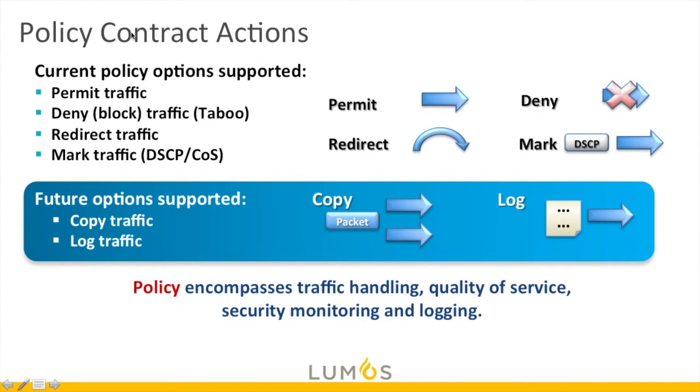Current policy options that are supported are permit traffic. We can deny or block traffic. That's if we're doing taboo contracts. If we're doing unenforced, if we're just letting everything talk to everything else, then we can put in these taboo contracts to block certain types of traffic. We can redirect traffic, have it go through a layer 4 through 7 device, such as a firewall or load balancer. And we can mark traffic, such as assigning it to a CoS lane or doing DSCP marking. Future options, actually supported in 2.0 depending on the type of leaf you have, are that we can copy and log traffic.